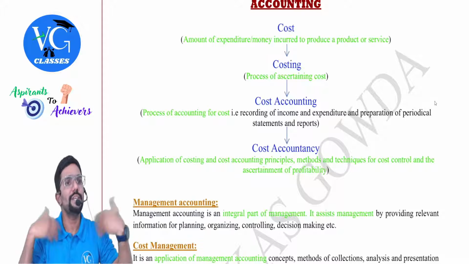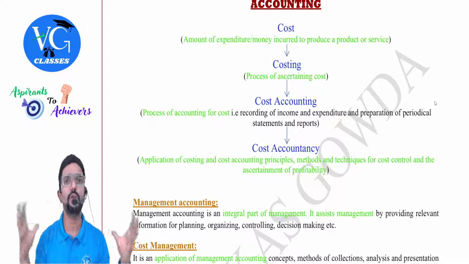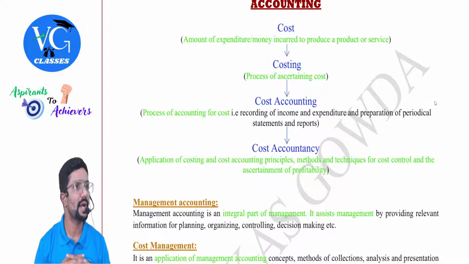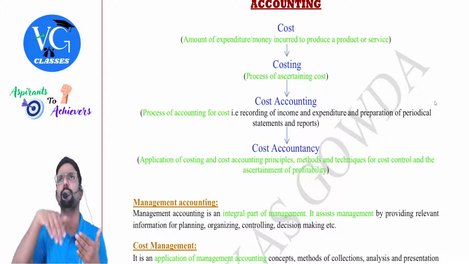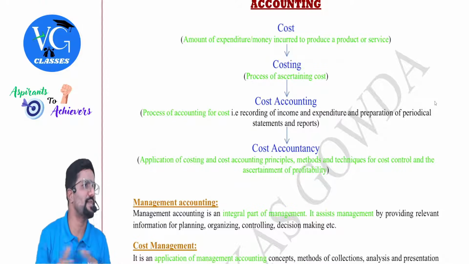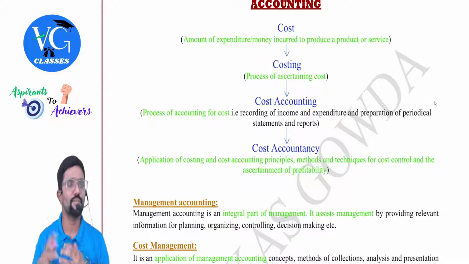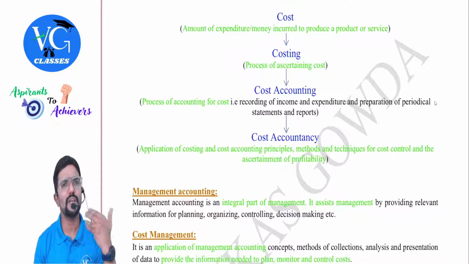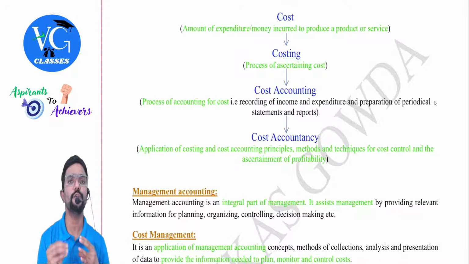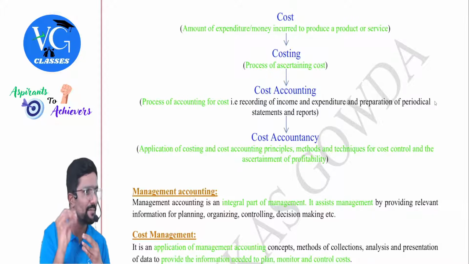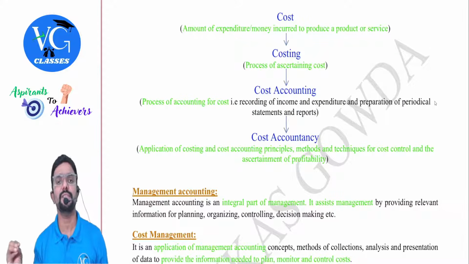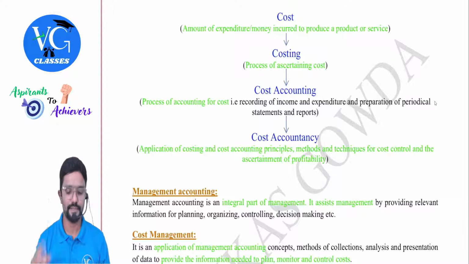Now, sir, why should I maintain cost records? Because I want to know what is the cost I have incurred. We will compare it with sales. Then obviously sales minus cost is my profit. I want to present it. So for that process, we are doing all the steps. So what is the cost? It is the amount of expenditure of money which is spent to produce a product if I am a manufacturer or if I am a service provider to render a service.